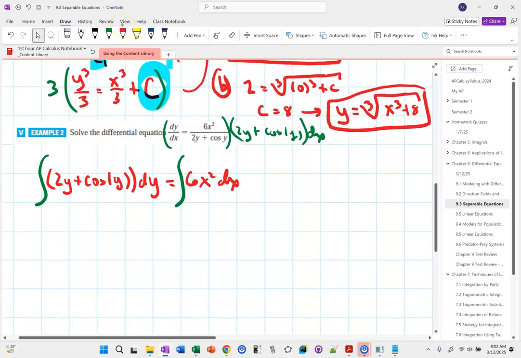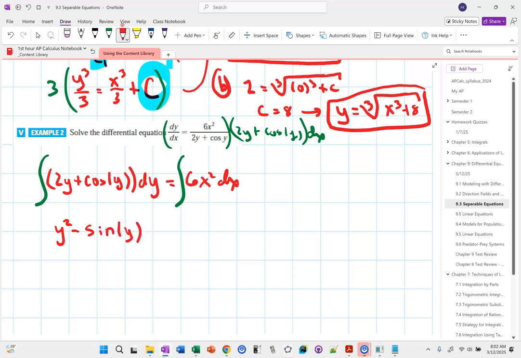What's the antiderivative of 2y plus cosine y? Y squared minus sine y. I think it's plus though, right? Because the derivative of sine is just regular cosine. And then equals, and the antiderivative of 6x squared is 2x cubed, and then tack a plus c somewhere.